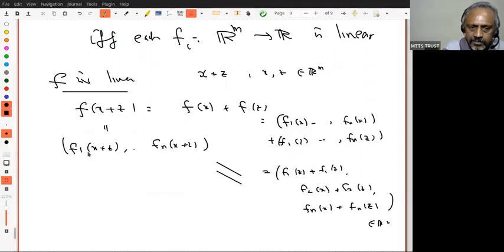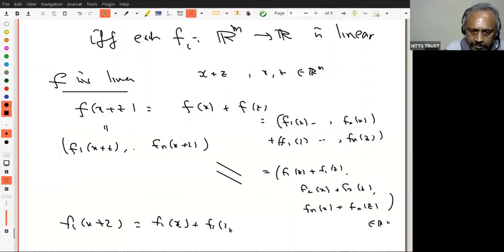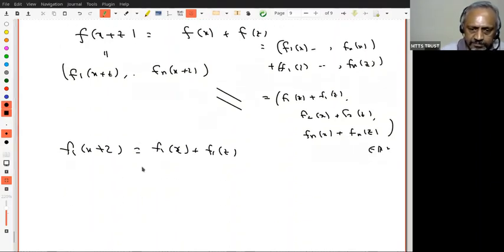That means the first coordinate of the left hand side must be the first coordinate of the right hand side. That means f1 of x plus z must be equal to f1 of x plus f1 of z. For which x and z? For each x and z. So what does it mean? F1 respects addition. Similarly, each fi respects addition. Right?